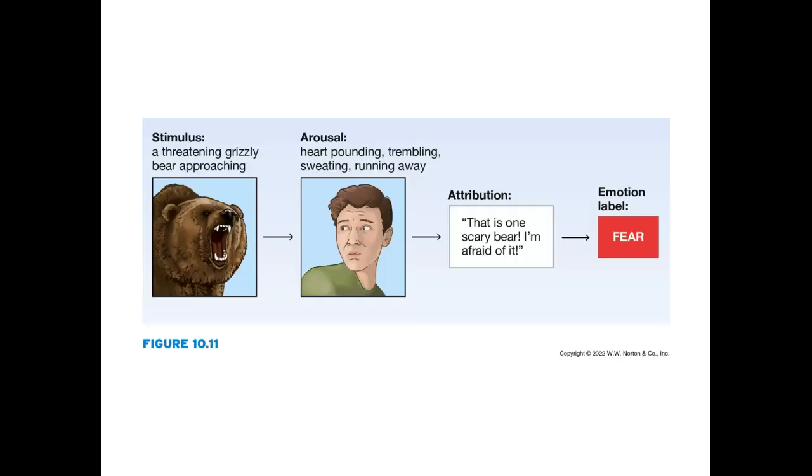So, as you're reading about these three theories and doing homework assignments, know that no one theory is correct. Each of these theories gives a piece of information to the puzzle of what is human emotion. Why do we experience it the way that we do?